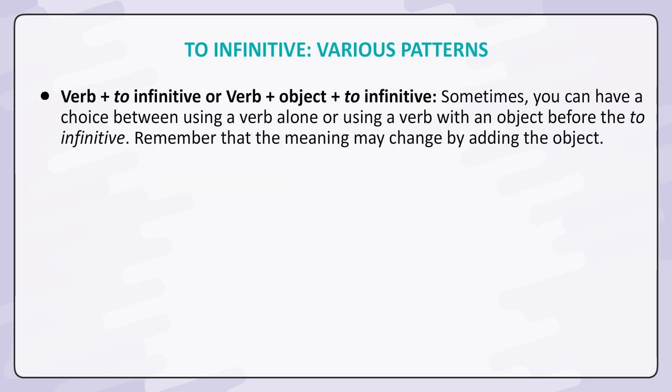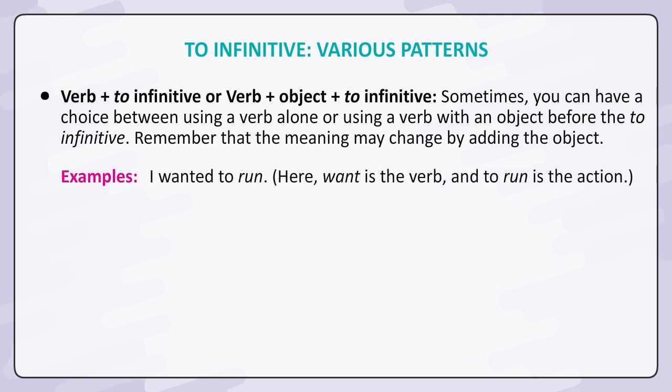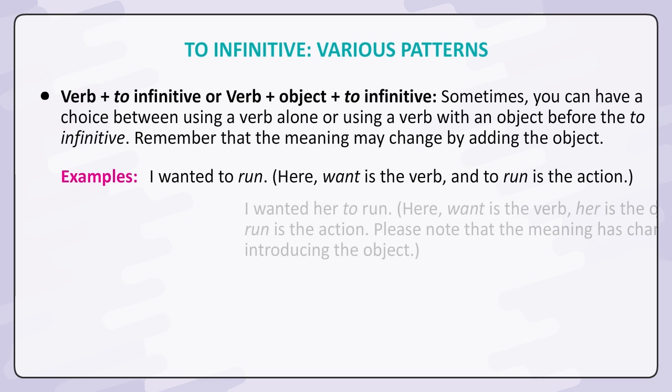Verb plus to infinitive or verb plus object plus to infinitive. Sometimes you can have a choice between using a verb alone or using a verb with an object before the to infinitive. Remember that the meaning may change by adding the object. Examples: I wanted to run. Here, want is the verb and to run is the action.